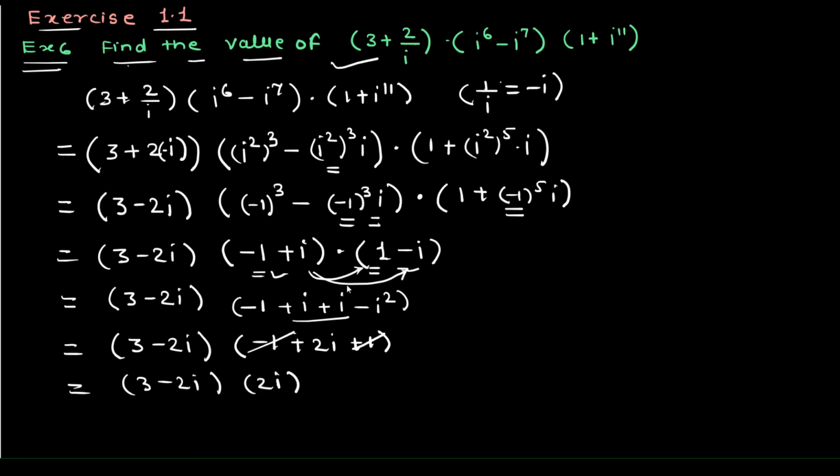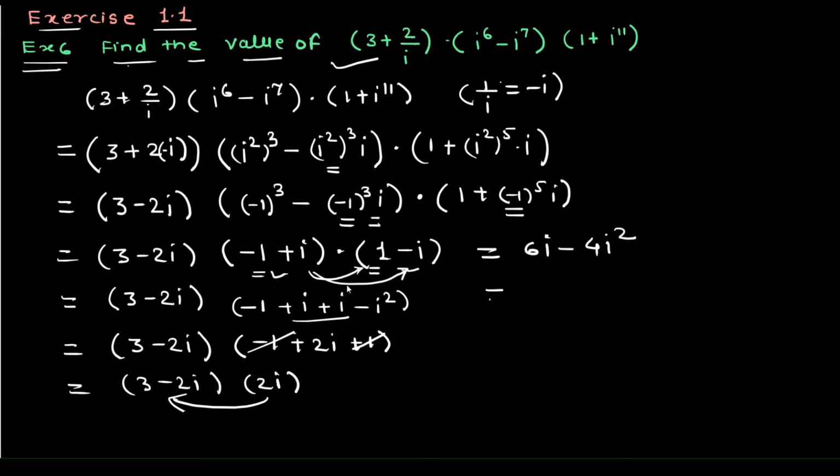So we will multiply by that 2i in that bracket, which will be 3 into 2i equal to 6i, and then the minus sign will be as it is, and 2i into 2i will be equal to 4i squared.